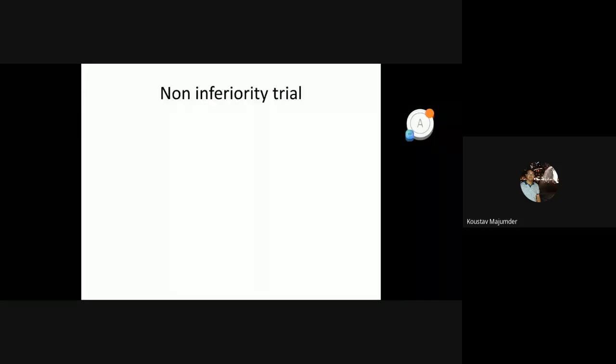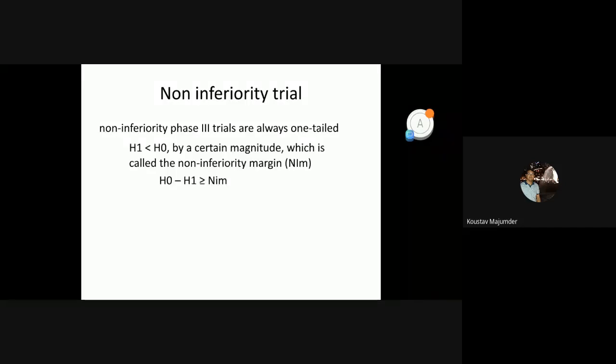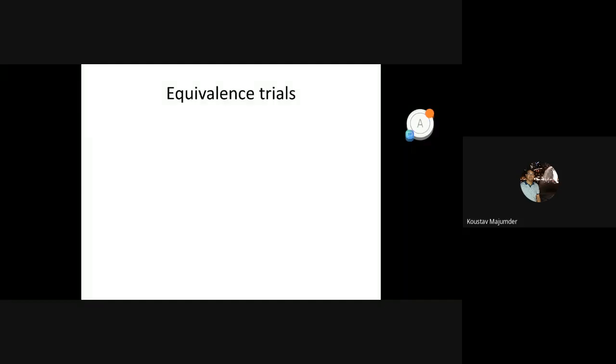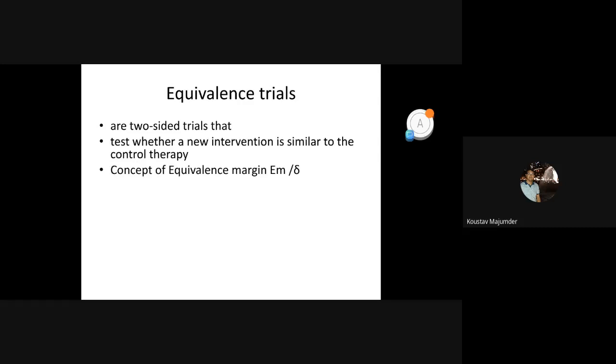What about a non-inferiority trial? The non-inferiority trial has a different sample size calculation in the sense that it introduces something called the non-inferiority margin. And the hypothesis is that H1 minus H0 must be more than or equal to the non-inferiority margin. And for sample size calculation, the delta must be less than the non-inferiority margin. Because non-inferiority trials use small deltas, they often have large samples. What about the equivalence trial? The equivalence trial also introduces a margin, but here the margin is called the equivalence margin and it is taken on both sides.